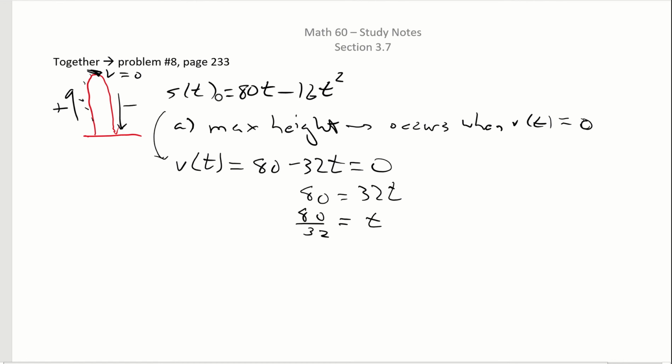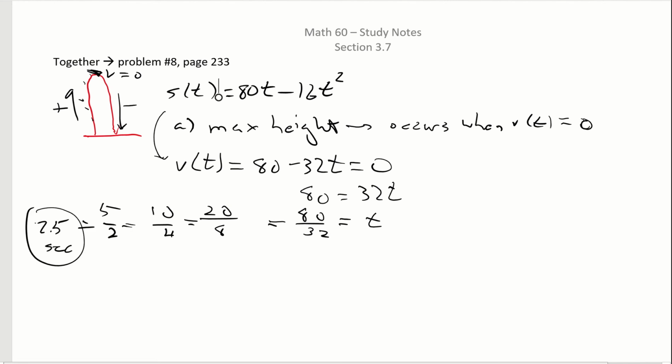Okay. So that ends up being an answer. If I do this old school, divide by 4, I've got 20 over 8, 10 over 4. Another name for that is 5 over 2, which is 2.5 seconds. That's when it occurs. The question, though, is what's the maximum height? Well, how do you find that?